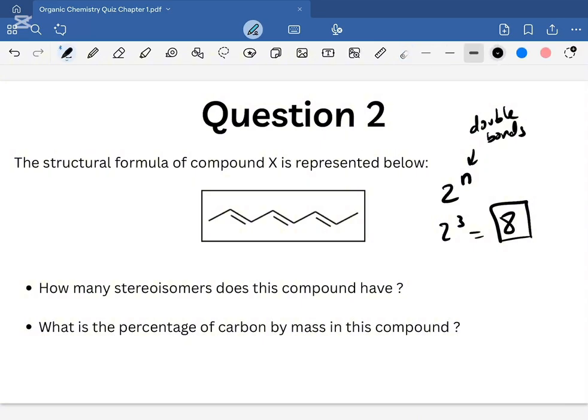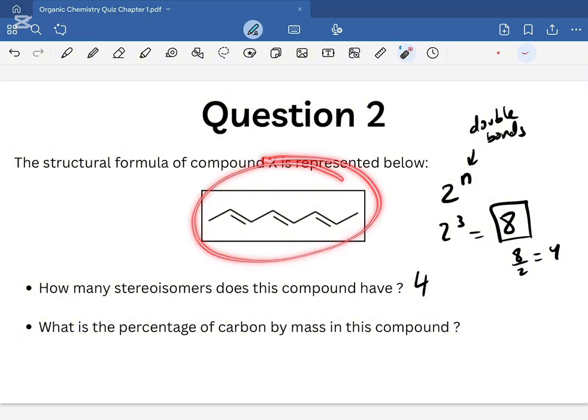Therefore, the number of stereoisomers is going to be actually 4, because we're going to do 8 divided by 2, and it's going to be 4. And this is due to symmetry, which makes the image pairs identical. So because we have symmetry.